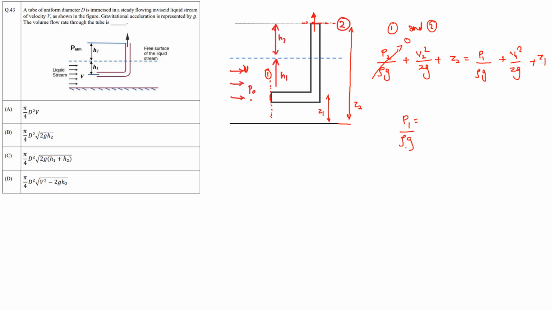So P1 over rho g will just be, okay. Also the velocity in this flow will be the same, because the orifice is the same, so V1 will be equal to V2. That also you have to keep in mind, as the flow through this tube is the same and it is of uniform diameter, so V1 is equal to V2.